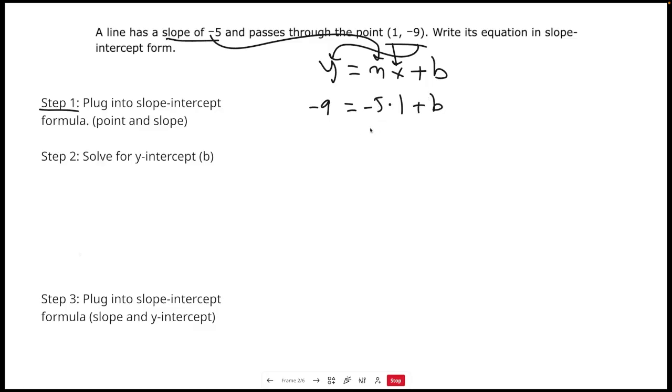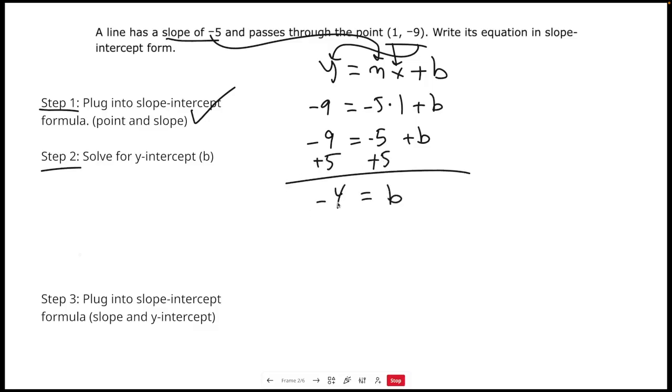Then we do -5 times 1, which is -5. And last step is we need to get the b by itself. Okay, so we did step 1. Step 2, solve for the y-intercept, the b. So we need to add 5 on both sides. And we have b equals -4. Now we did step 2. We got the y-intercept. So now we know the y-intercept, we just found it, is -4.